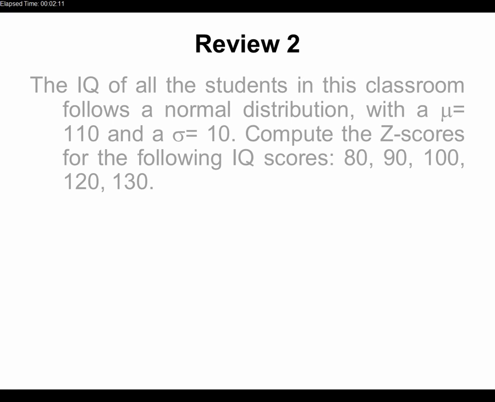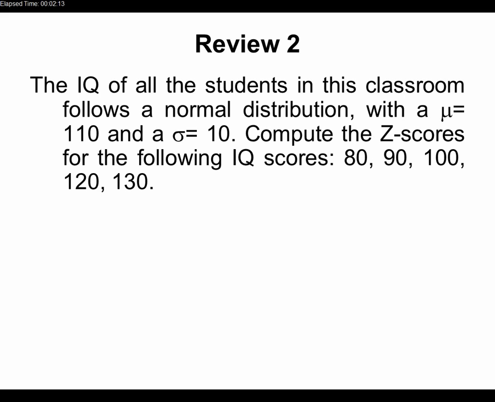Review problem 2 is also about it, and we'll actually do some computations here to help you remember. So it's about the IQ of all students in the classroom, and the IQ follows a normal distribution with a mean of 110 and a standard deviation, don't forget that's a small sigma, equals 10. So let's compute the z-scores for the following IQ scores: 80, 90, 100, 120 and 130. Okay, do you remember how to do that?